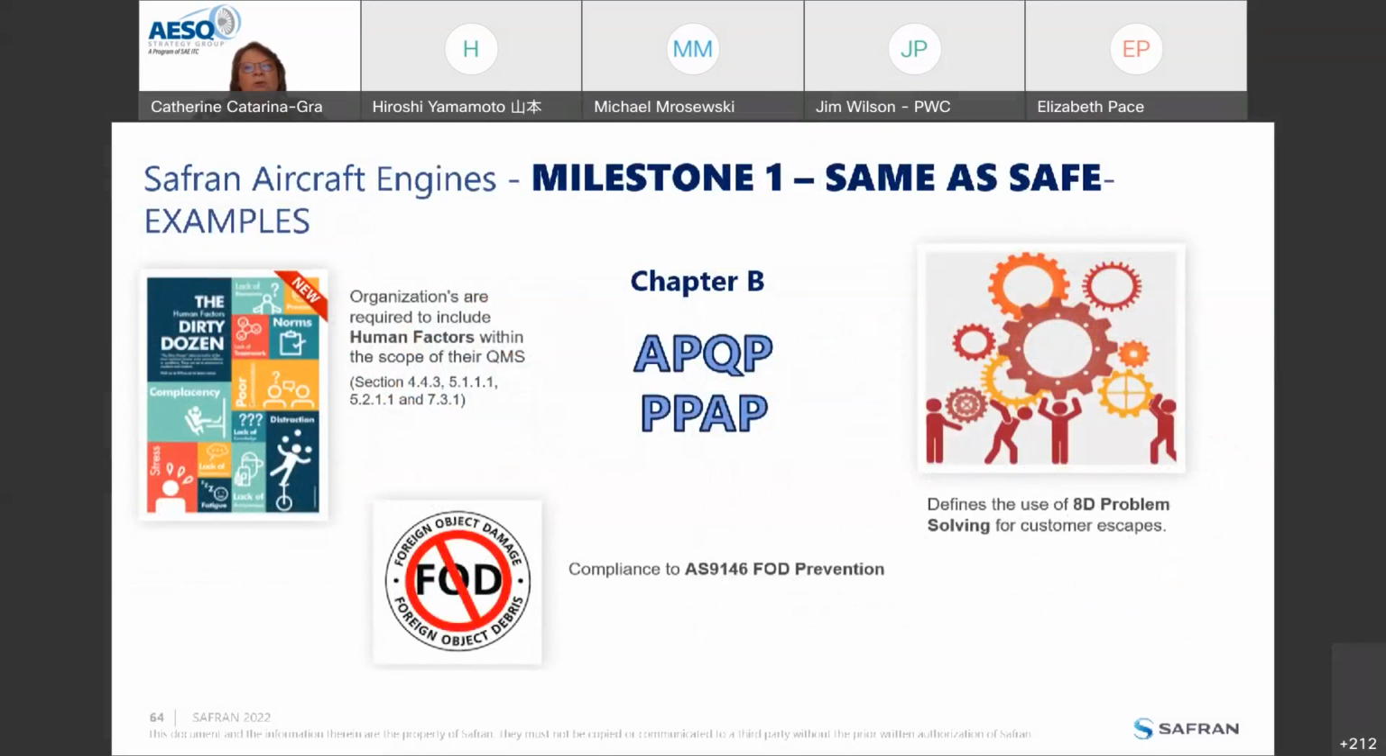But some of them are quite the same today, like we had started requiring human factors since I think it's 2015. Of course, AD problems were already in SAFE. APQP, PPAP are quite the same way, and FOD are also already included in SAFE. So these are some of the items that are quite close to what we are requiring today to our supply base. Next, please.